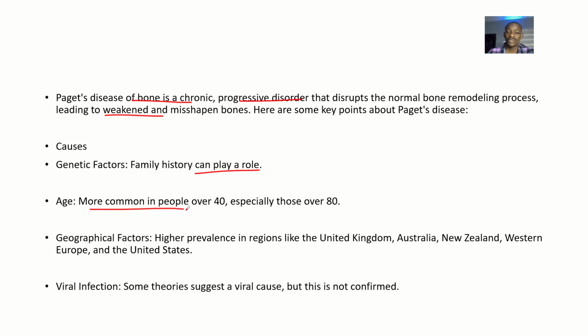Age. It is common in people over 40 years, especially those over 80 years. Geographical factors. It has a high prevalence in regions like the United Kingdom, Australia, New Zealand, Western Europe, and United States. Then it could be due to viral infections too. Some theories suggest that a viral cause can actually cause this, but it has not been confirmed yet.